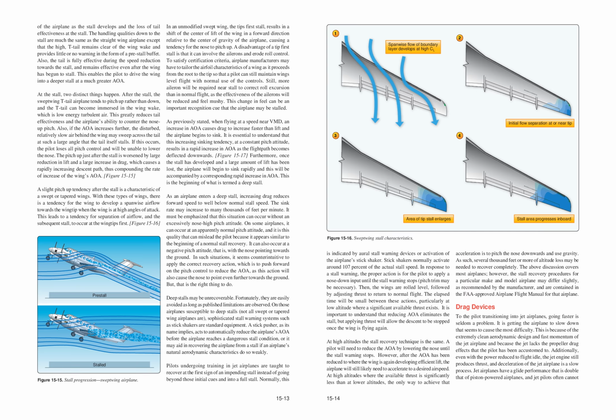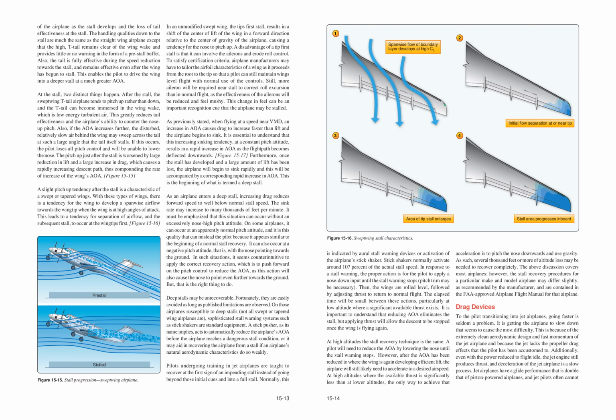To satisfy certification criteria, airplane manufacturers may have to tailor the airfoil characteristics of a wing as it proceeds from the root to the tip so that a pilot can still maintain wings-level flight with normal use of the controls. Still, more aileron will be required near stall to correct roll excursion than in normal flight, as the effectiveness of the ailerons will be reduced and feel mushy. This change in feel can be an important recognition cue that the airplane may be stalled.